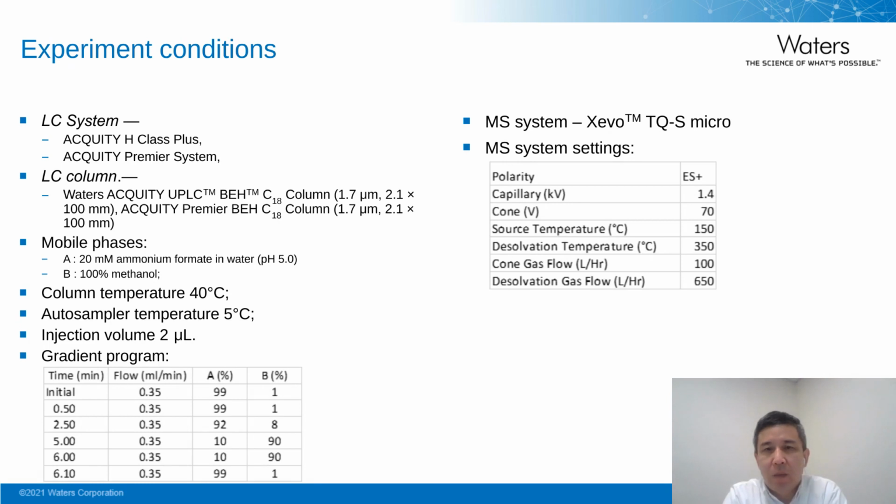Here are the experimental conditions. In our comparison study, we used two LC systems. One is the Acquity H-Class Plus, which is the conventional setup. The other is the Acquity Premier system. This one has an identical design to the H-Class Plus, but it has MaxPeak surfaces in it.